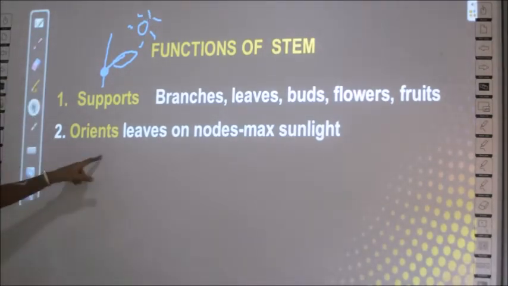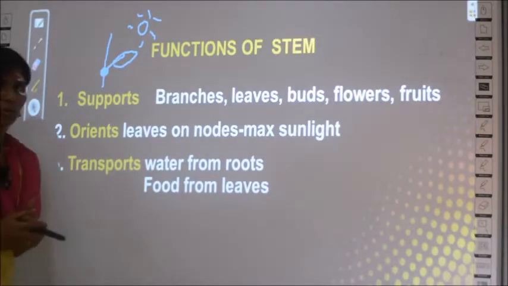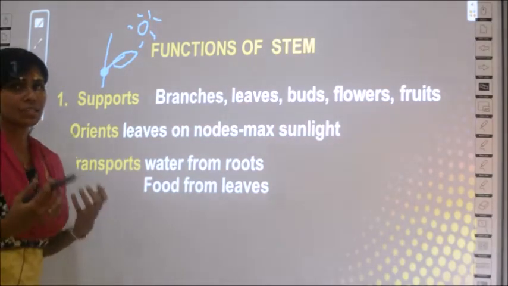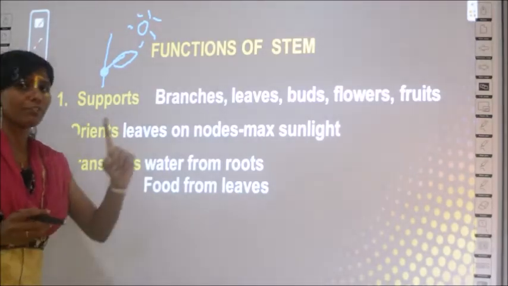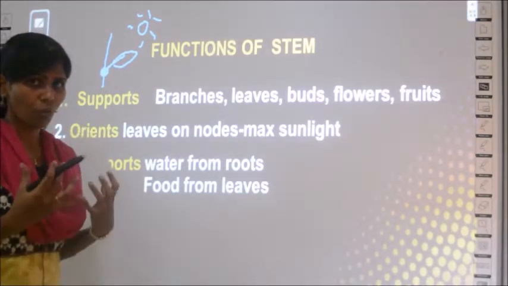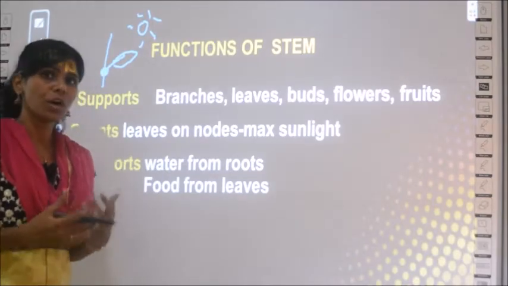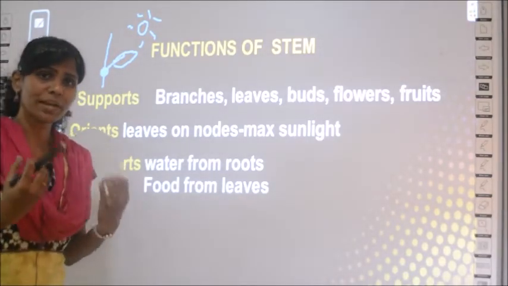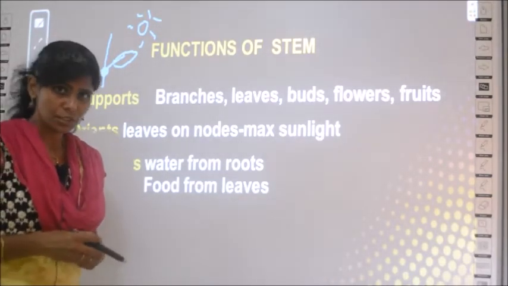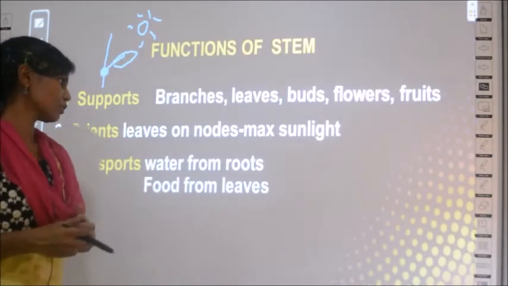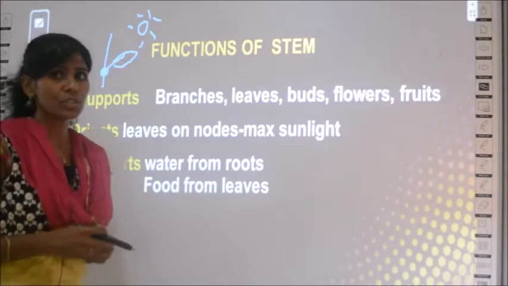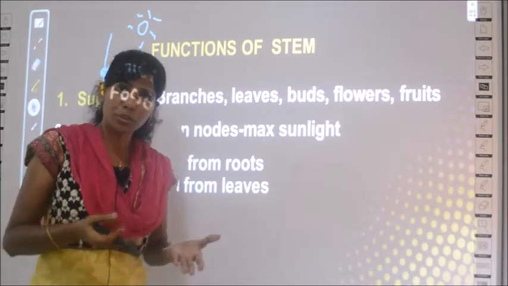So then the next function of the stem is transportation. What does it transport? There are 2 things that a stem can transport. The first one is water. Stem can transport water. From where to where will it transport? It will transport water from the roots to other parts of the plant. Why from roots? Because we pour water into the soil, right?